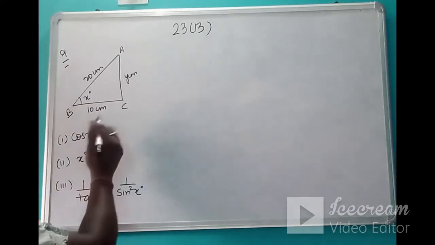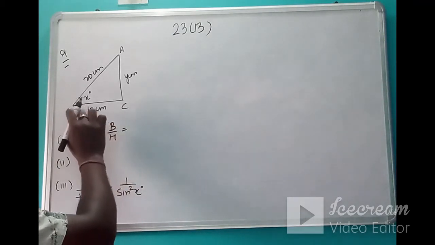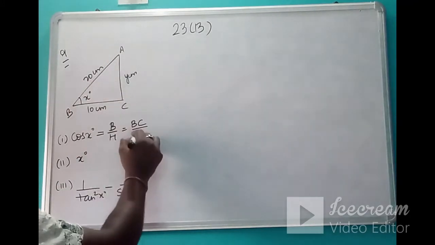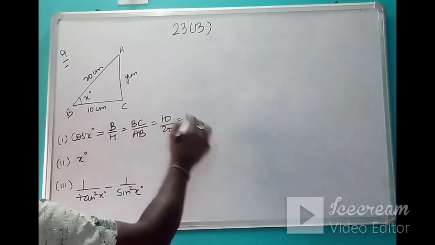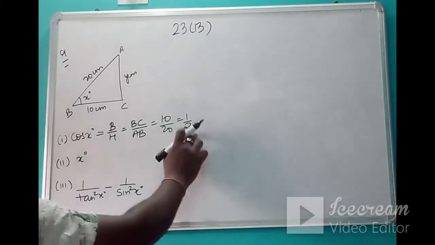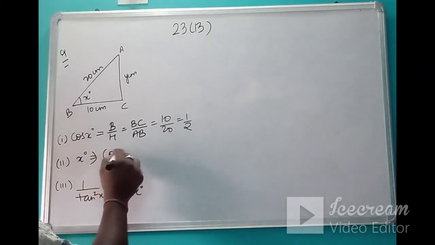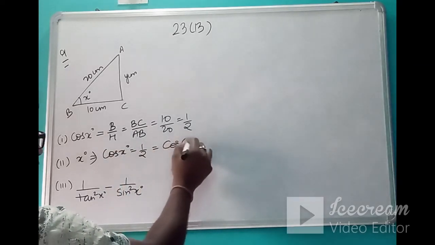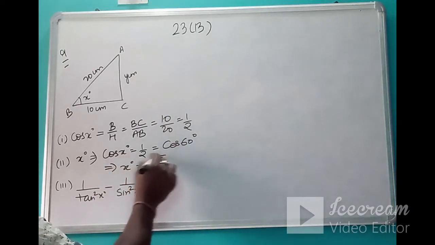So first is cos x degree. What we know is cos is b upon h. Now for this x, base will be BC and hypotenuse will be AB. So BC is 10, AB is 20, you will get 1 by 2. So this is your cos x equals 1 by 2. Then for this x degree, again we will use this value, and when cos is 1 by 2, that is 60 degree, that means x degree is equal to 60 degree. Easy.